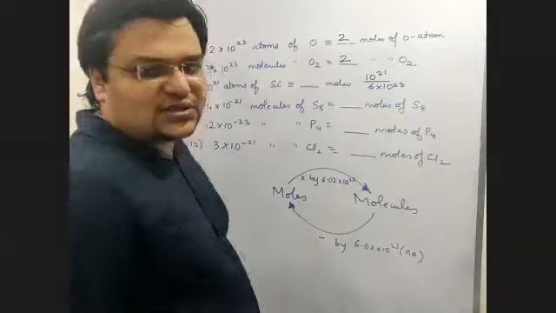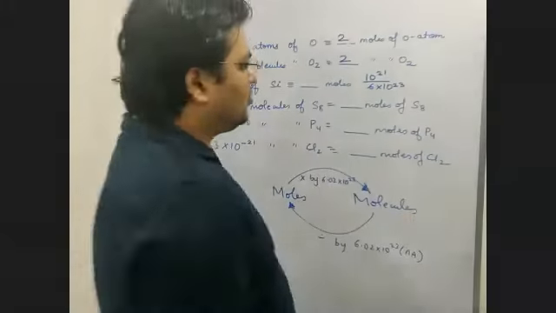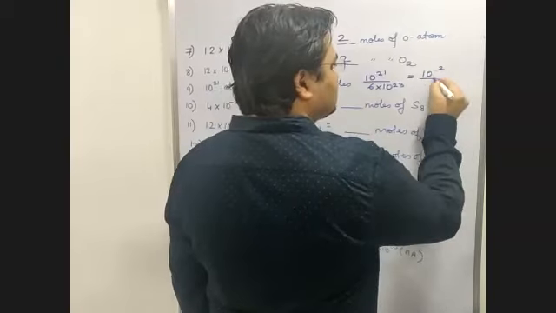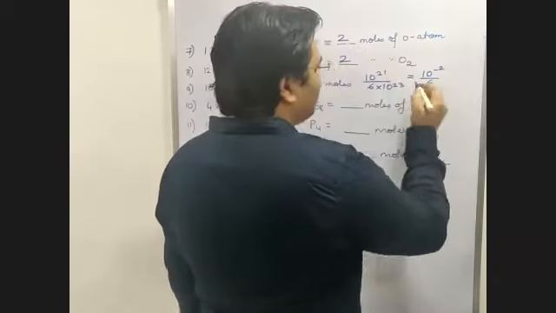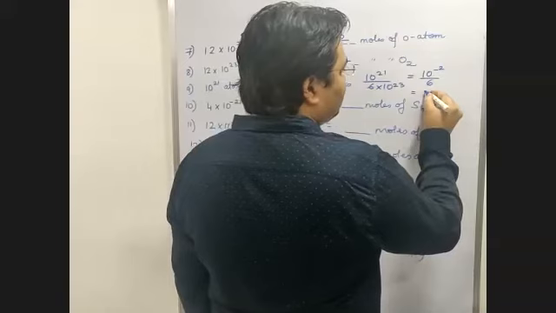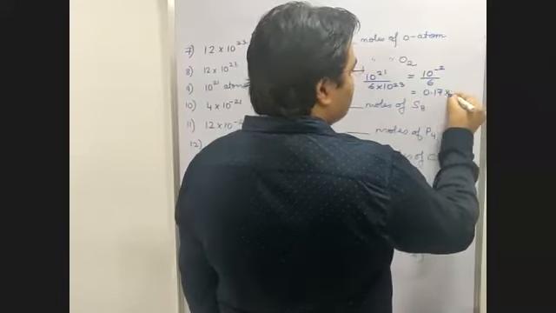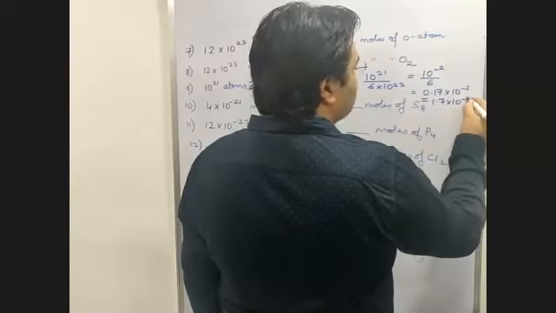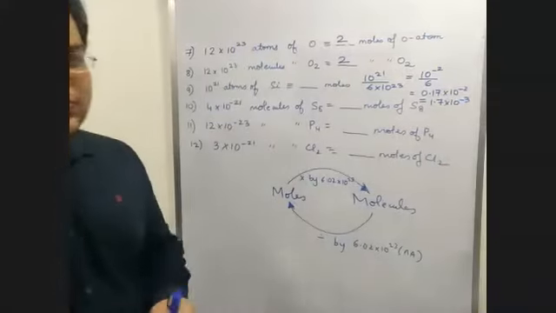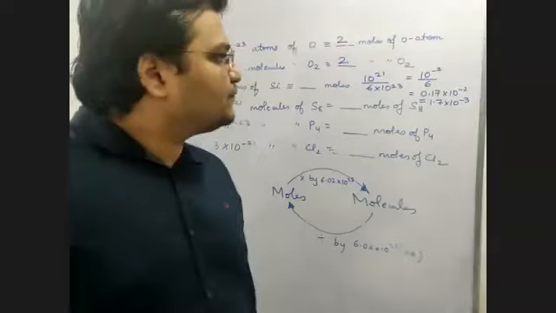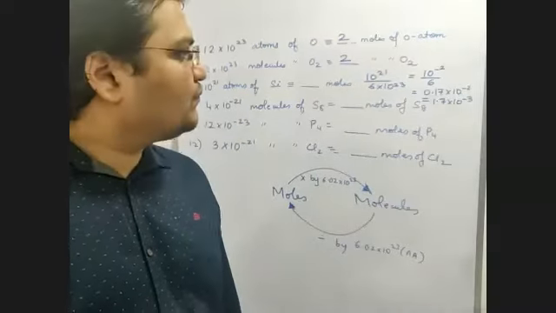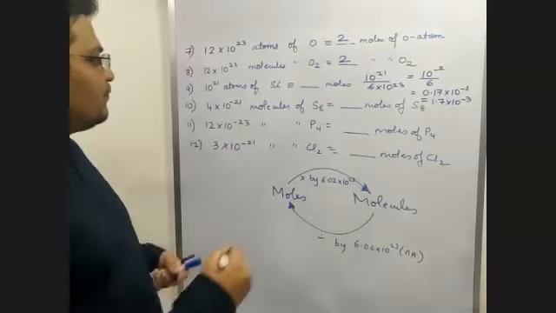How do you simplify this? If you want to simplify, it is 1 upon 6 into 10 raised to minus 2. Okay. And what is 1/6? Is this clear? The 10th one is 4 into 10 raised to minus 21 upon 6 into 10 raised to 23.